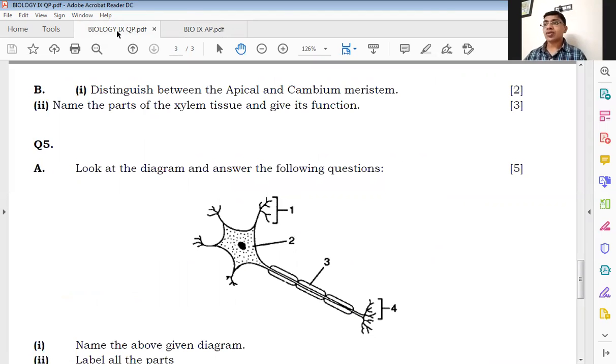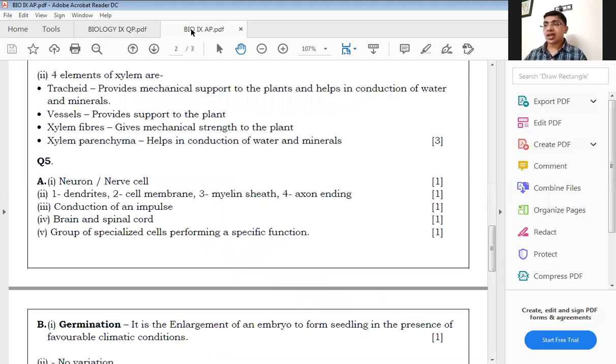So when I say parts of xylem tissue and its function, here are the 4 different cells by which xylem tissue is made, and each of them has been written down next to its function. So let's try to understand the first one. The first type of cells are tracheids. Because see, xylem is a complex tissue. It is made up of 4 different types of cells. So tracheids provide mechanical support to the plants and help in conduction of water and minerals upwards in the plant. That is the function of tracheids.